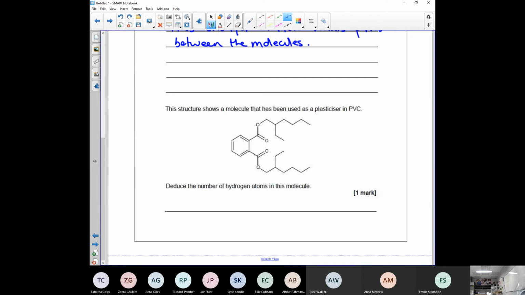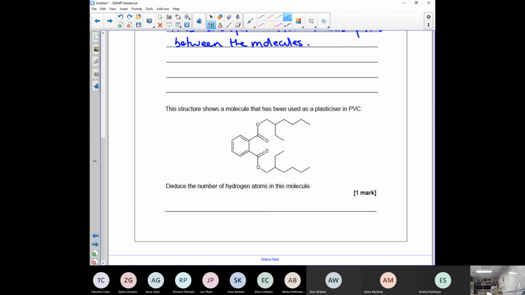Okay, so this is the structure of a molecule used as a plasticizer in PVC. Deduce the number of hydrogen atoms in this molecule. Oh, fun. I think this is a tedious 1 marker, but it's a nice one because all you've got to do is count hydrogens. If you remember back, skeletal formulas basically just show us the carbons. They don't show any hydrogens. So me personally, I'd just draw them all in and count them as I go along.